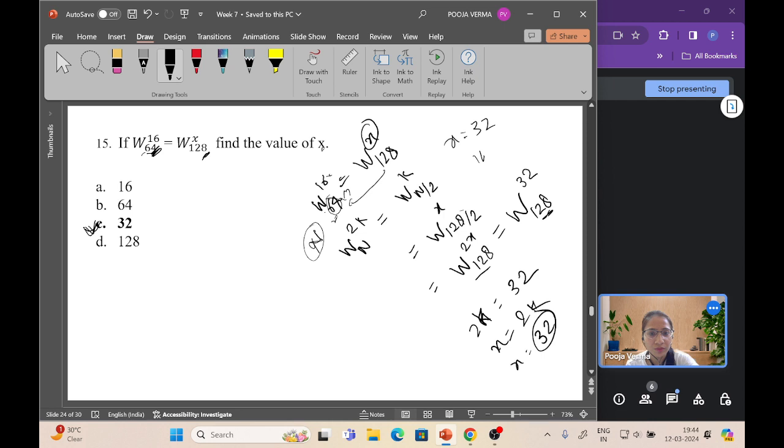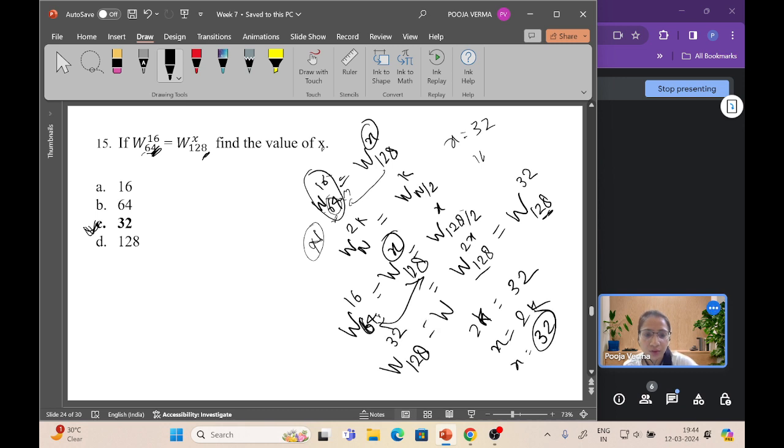What is W? Just remember this. W 16, it is 16, 64, 68. So if we want to equal this W 128, we must multiply by the factor 2. Then we are able to equal this factor 128, 16, 64 into 2. And similarly, we have to multiply this one 32. Now x is equal to 32, right?